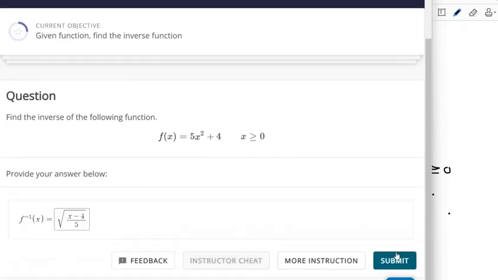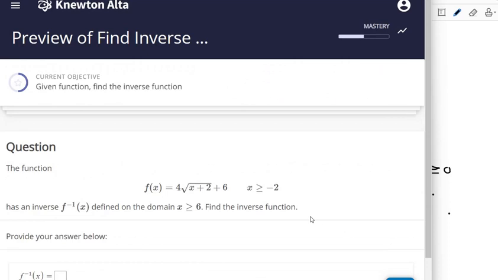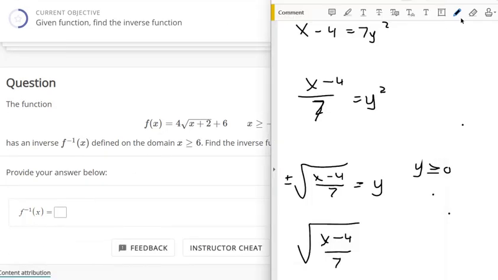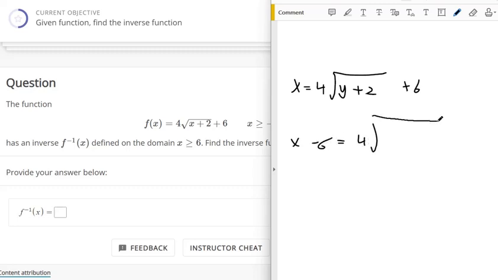Okay, that's the same one. Just different numbers. Oh, this one's tougher. I think I could probably fit this in a short little video. So we got to find the inverse. So I'll switch my x's and y's. And then I'll solve for y. So I'm going to subtract that 6 from both sides. I'm going to divide both sides by 4.